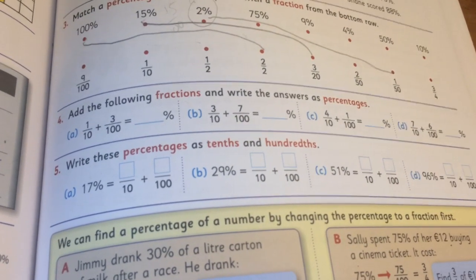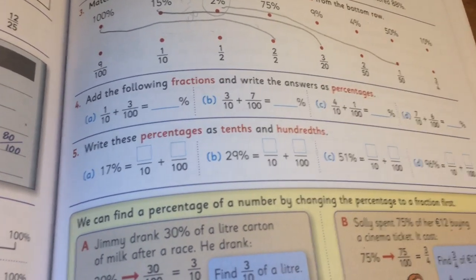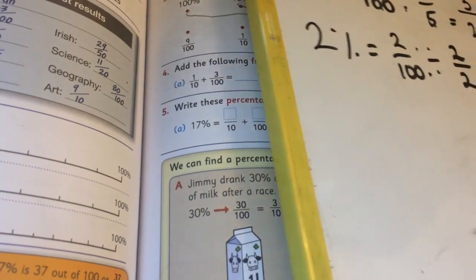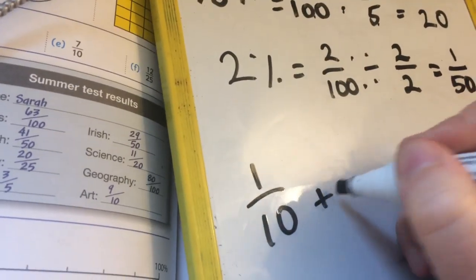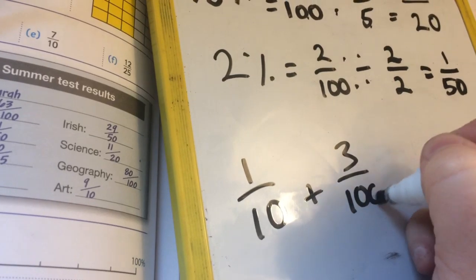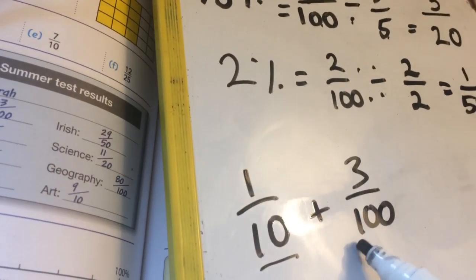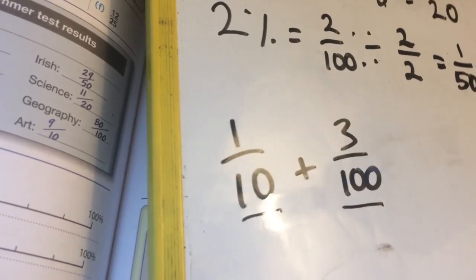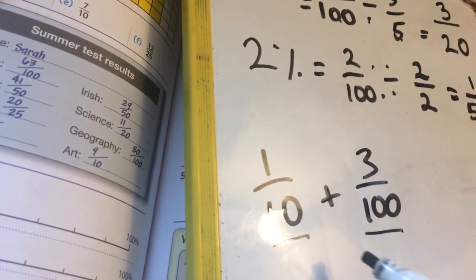Question 4 is add the following fractions and write the answers as percentages. Now we're talking about adding fractions. I'm going to write it over here. So the first one is 1/10 and 3/100. 1/10 plus 3/100. The important thing with adding any fractions is that you make them from the same family first before you add them together. So what we're going to have to do is turn it all into hundredths. It'd be the easiest thing.